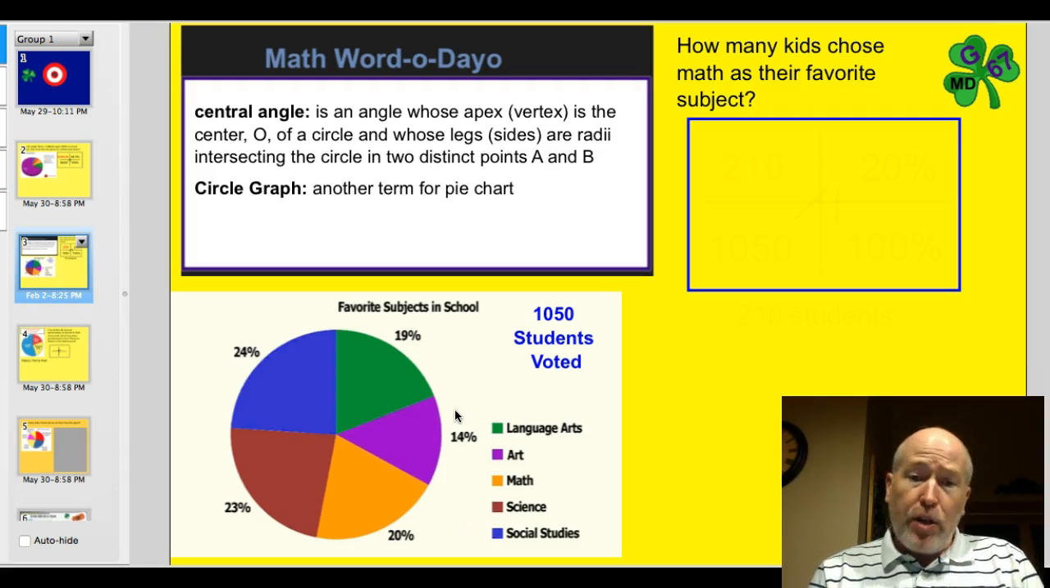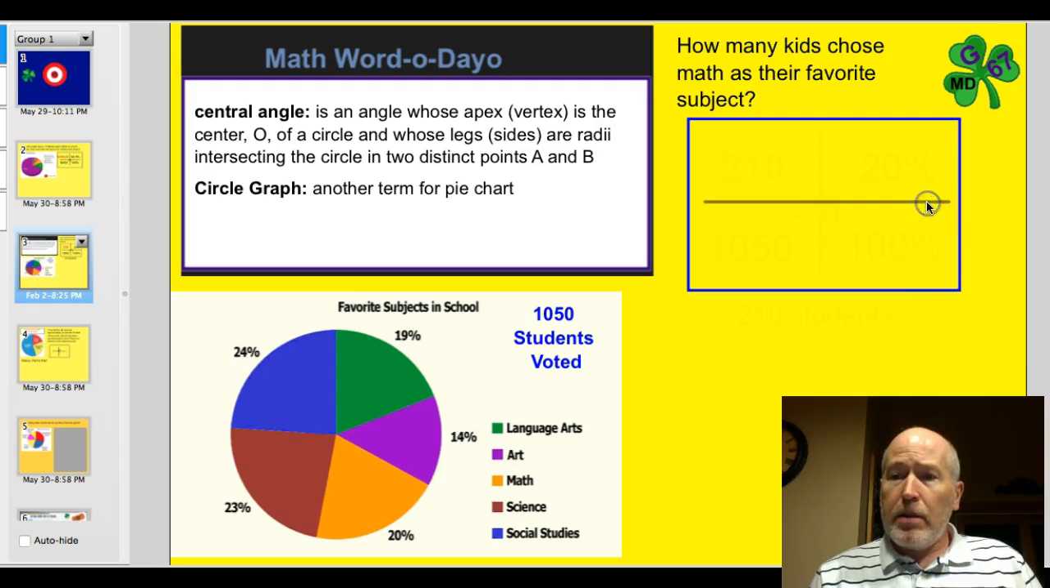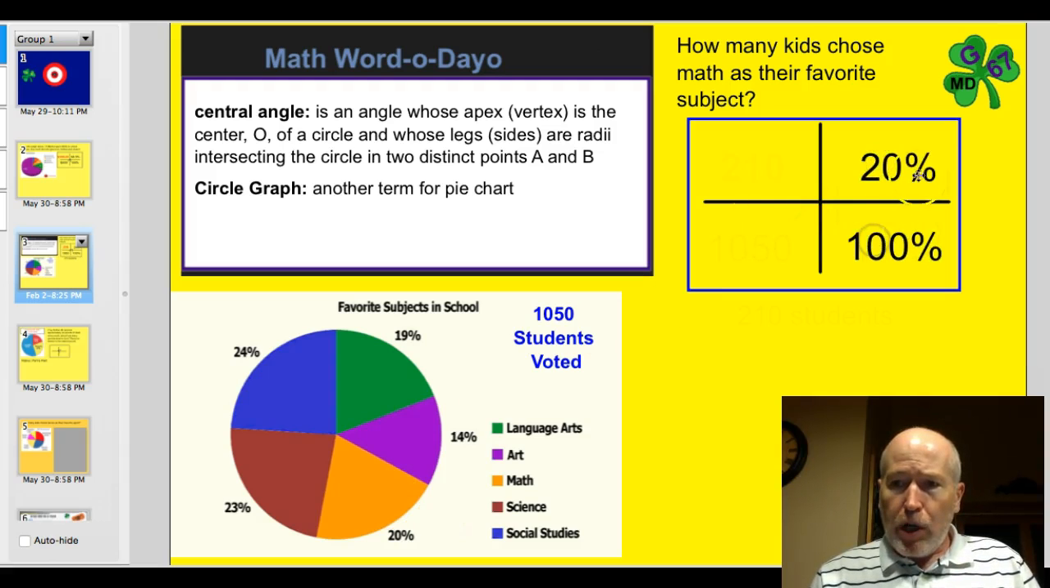What we are asked to find tonight is to interpret information from there. So on this graph here, we want to know how many kids chose math as their favorite subject. Let me see if I can get in my lines here for the box. There are 1,050 students who voted, and 20% chose math. So right away, I'm going to put 20% over 100% because I know that 20% out of the 100% chose math, and I know that there were 1,050 kids total. I want to know how many kids out of 1,050 are equal to 20% out of 100. So I'm going to multiply diagonally, and then I'll divide down.